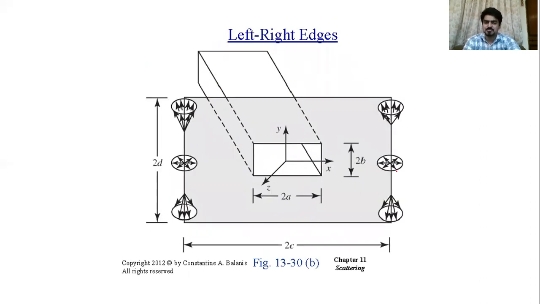And same thing also you can do for the other edges, left and right edges. Again, you will have here something like oblique incidence, so that's why you will have something like a conical cone, or basically Keller cone type of structure, and here you will have something like a plane.